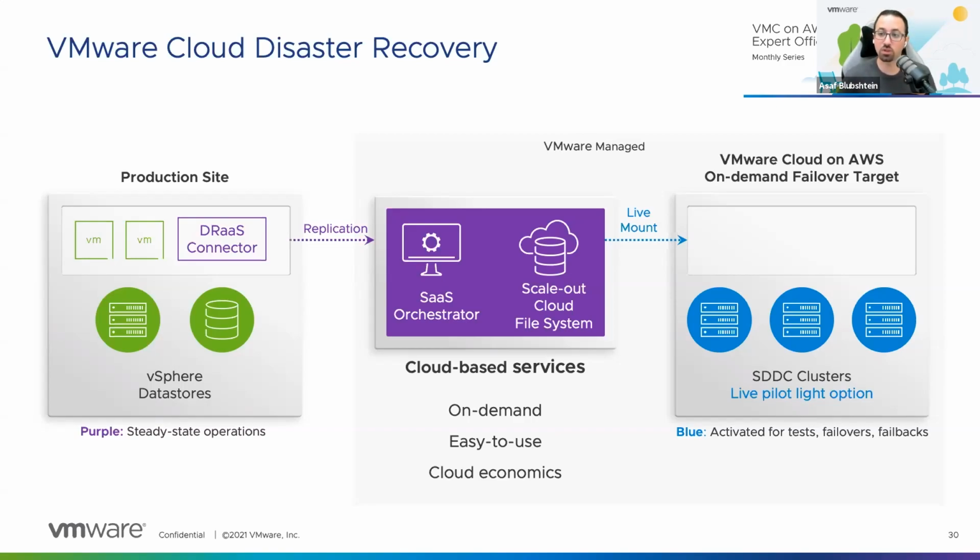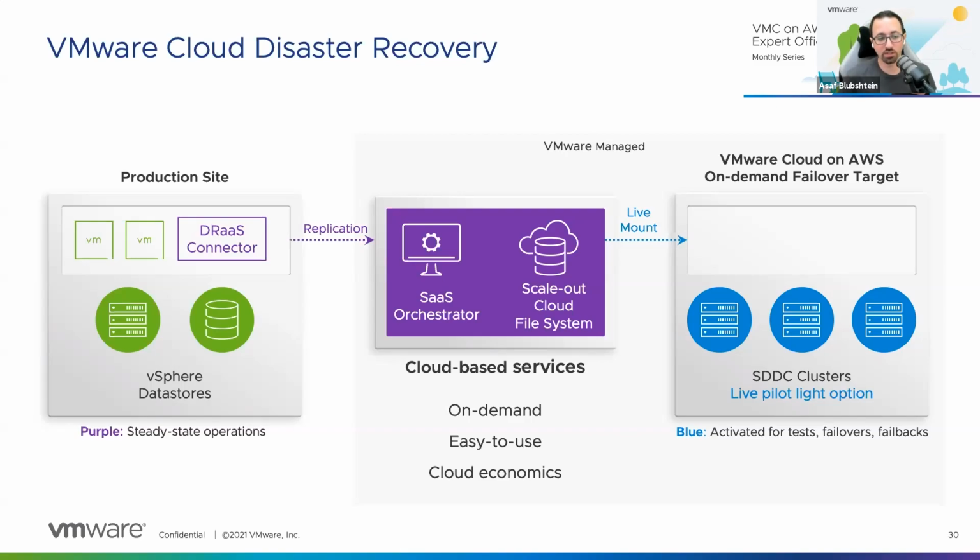So we have two solutions that, depending on your specific requirement, we will not dive deep into those. That can be covered in another session if there's any interest there. But our first strategy is VMware Cloud Disaster Recovery, which allows you to spin up on-demand SDDCs, or just pilot light SDDCs, where the majority of storage resides in a scale-out file system, and then hosts are spun up as needed.